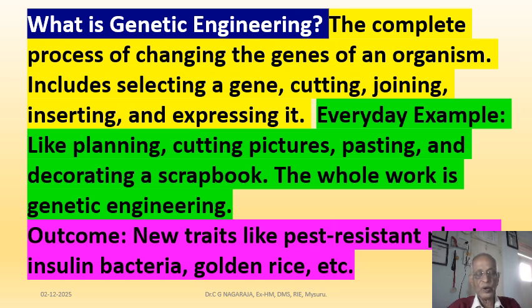Example, new traits like pest resistance. That means in the plants, many insects may eat them. To resist it, they produce a new trait in the plants. Insulin is produced by bacteria, E. coli, and golden rice is made. Today you find in the shops different varieties of rices, which are all made by means of genetic engineering and recombinant DNA.